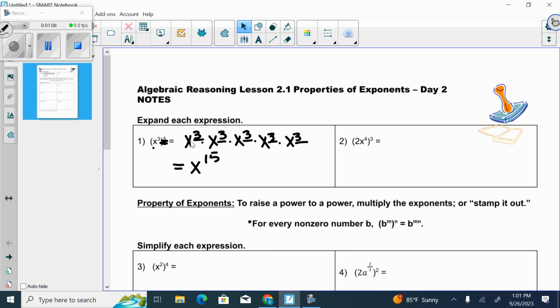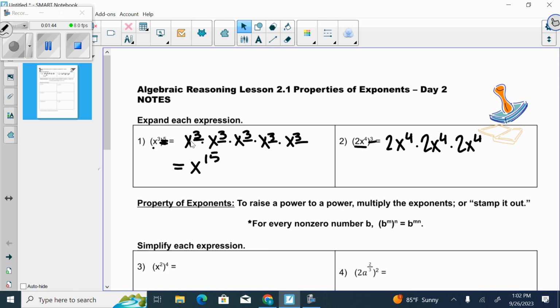Okay, so before we decide on a rule, let's do one more of those. Okay, so it says we have 2x to the 4th, right? We already know from yesterday what that part means. But it's saying to have 2x to the 4th raised to the 3rd power. So how many 2x to the 4th should I have? 3. There you go. So 2x to the 4th times 2x to the 4th times 2x to the 4th.